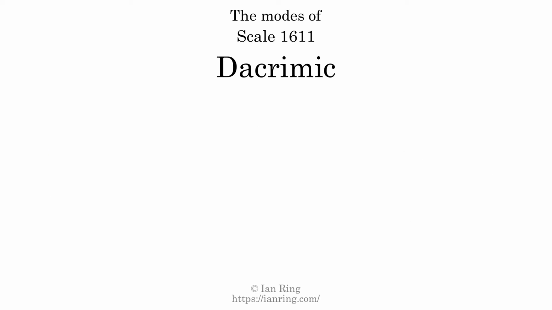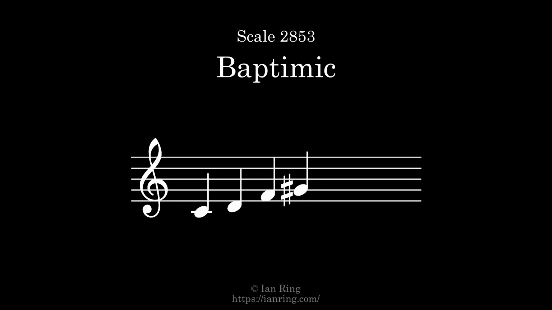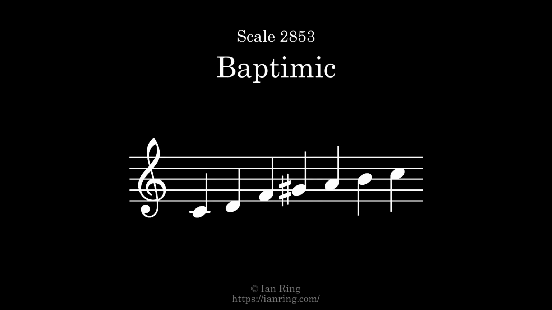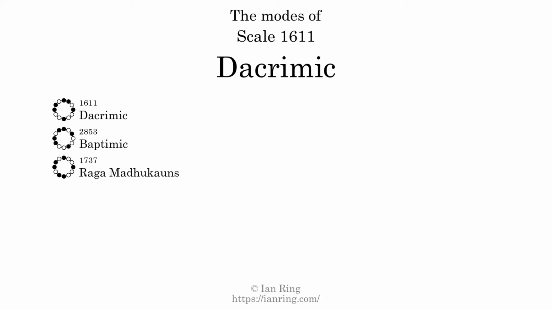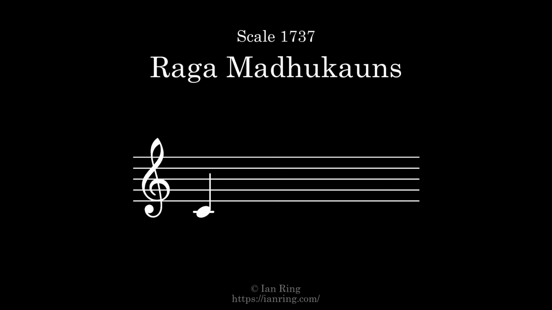This scale has 6 modes. The first mode is itself. The second mode is scale 2853, also known as Dacrimic. It sounds like this. The third mode is scale 1737, also known as Raga. It sounds like this.